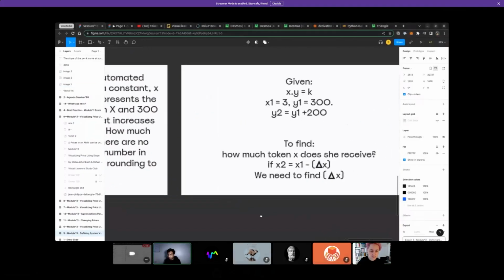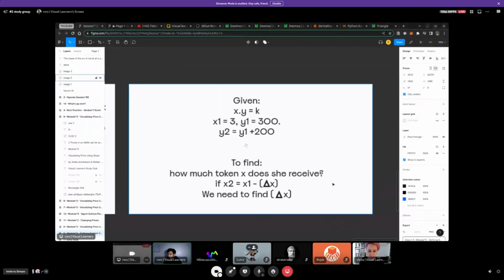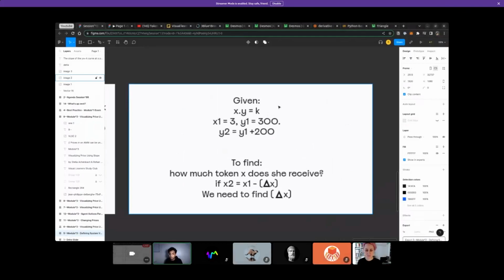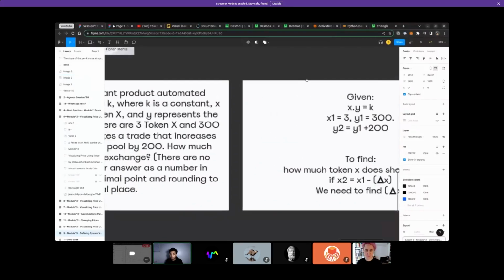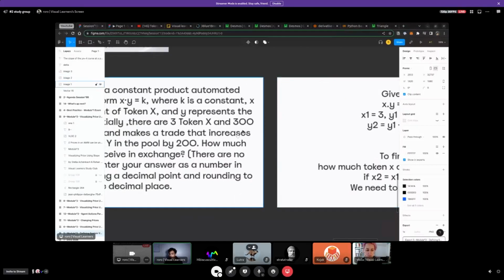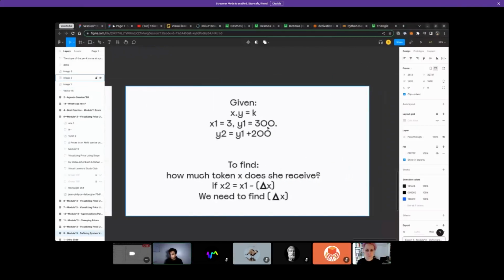So this is what it is mathematically. This is how I go about solving problems: I first write a statement of what is given to us. What do we know about the system? We know that x times y is equal to k. We know that x old, or x1 as I call it, is equal to 3 and y1 is equal to 300. There were 3 token X and 300 token Y, so both of these pieces of information we know.